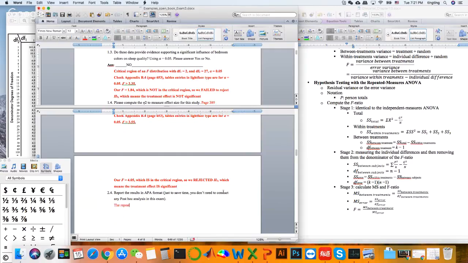Let me write the sentence. The repeated measures ANOVA, that's the statistical method we used, showed what, right?